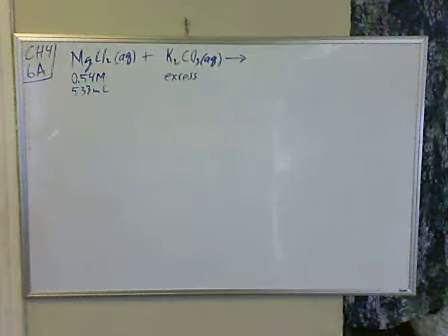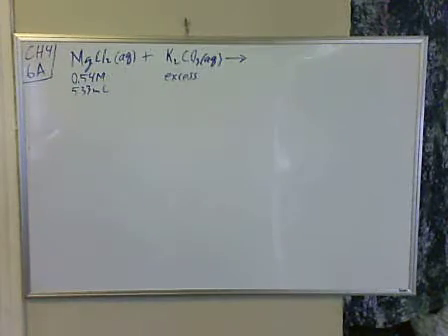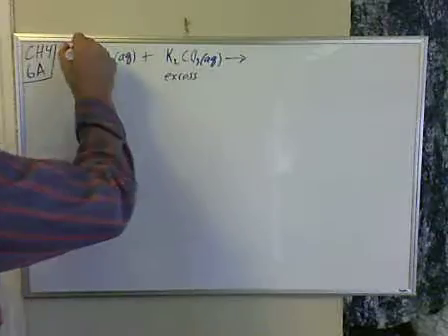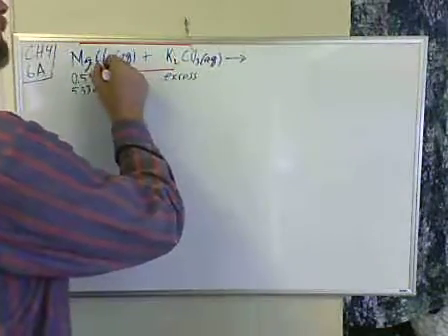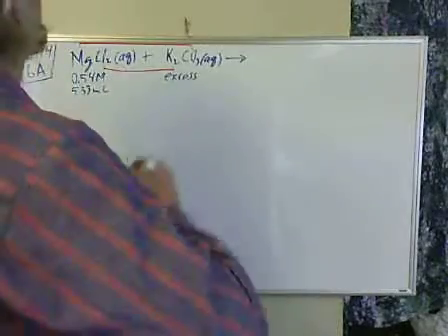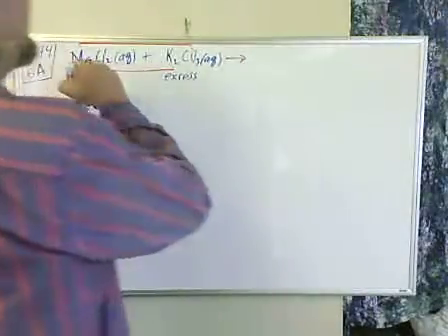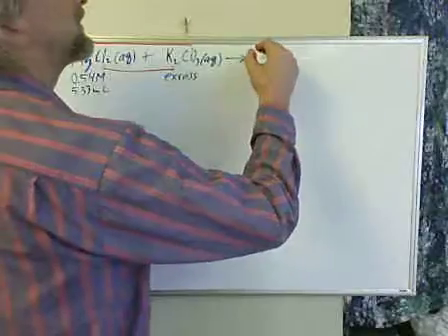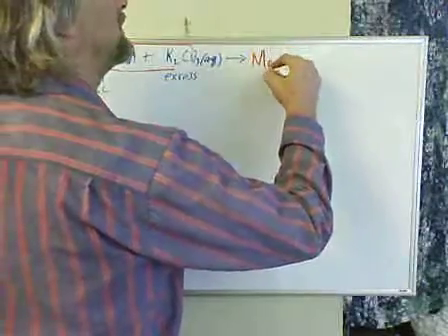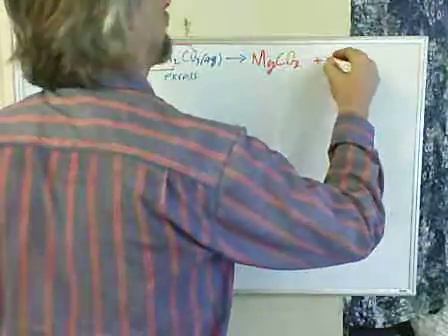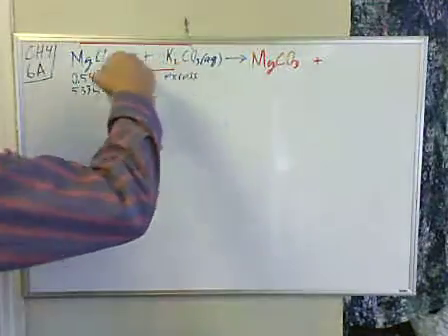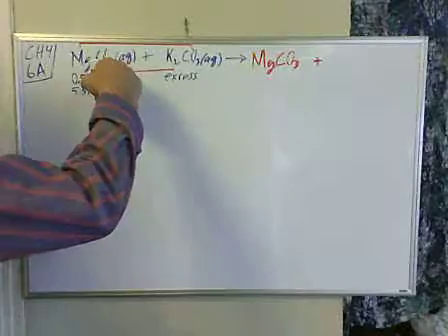Well, first we have to complete the reaction. So it's a double displacement reaction. Magnesium combining with carbonate, potassium with chloride. So we have magnesium is a plus 2, carbonate is a minus 2, so we have MgCO3 plus potassium chloride. We have a plus 1 and a minus 1.